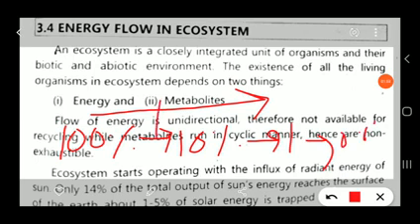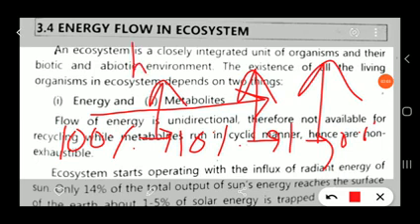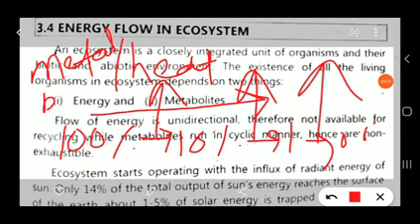The remaining energy is lost in the form of heat, and some of the energy is used for metabolic reactions. Likewise, this happens in the ecosystems. This is known as the flow of energy in the ecosystem.